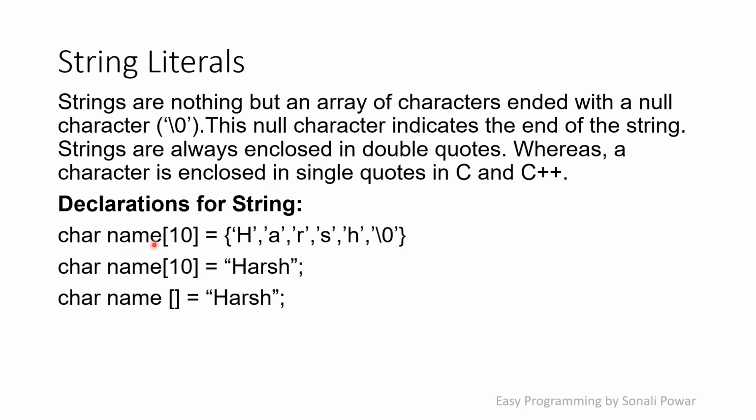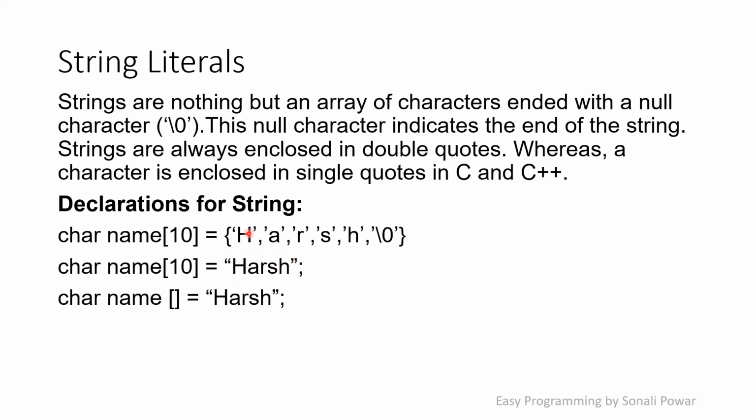In this first example, I am assigning values character by character. So each character must be enclosed in single quotes, and this backslash zero specifies the end of the string. And this is another way to assign a value to the name. Here I am directly assigning this string to the name variable, so it is enclosed in double quotes. It is a string, so it is enclosed in double quotes.